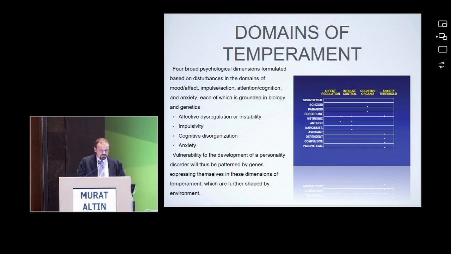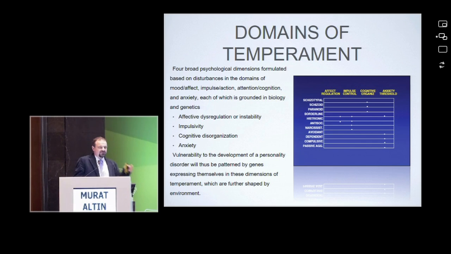There are 4 domains of temperament. The first one, affective dysregulation or instability. The second one, impulsivity. And the third one, cognitive disorganization. And the fourth one is anxiety. When we look at the personality disorders, among these groups, there are some clusters of these symptoms. Here, for example, impulsivity in B-type personality disorders, and anxiety in C-cluster personality disorders. But anxiety, on the other hand, can be seen very frequently in the dysthymic personalities.